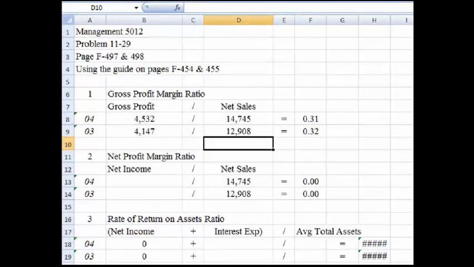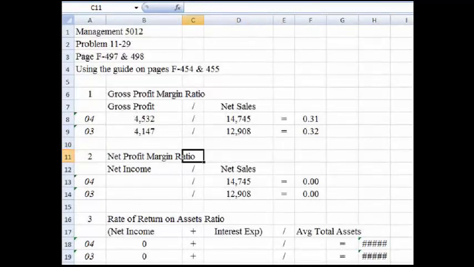The answer to ratio number 1 is 0.31 or 31% for 2004, leaving 69% of the sales available to cover operations. And for 2003, the answer is 0.32 or 32%, leaving 68% to cover operations.